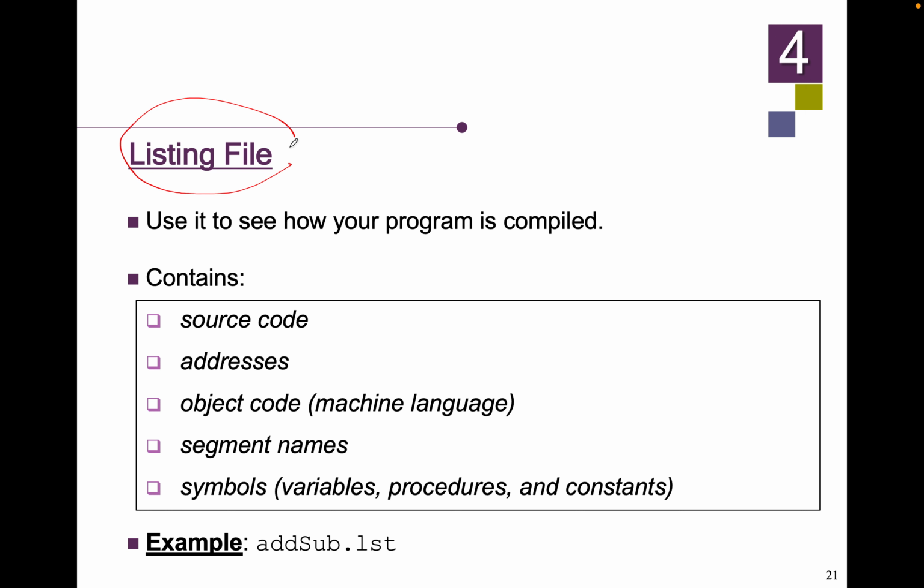Listing file is used to see how your program is compiled. So what is inside it? It is the content of your source code, addresses, object code or your machine's language, segment name, and symbols, which include the variables, procedures, and contents. So normally you're going to save it as your name and dot lst.